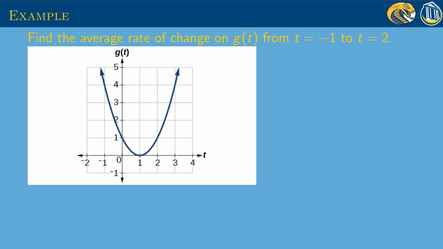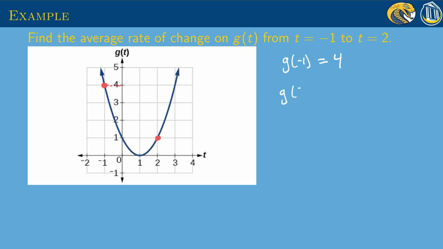Let's try again with a quadratic function. In this case, we've got the function g of t going from t equals negative 1, that's this point here, up to t equals 2, that's this point here. Going ahead and doing some calculations, let's go ahead and find g of negative 1 first. We can see that that is 4 just by reading it off on the graph here.